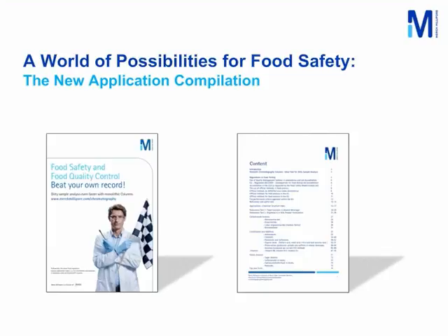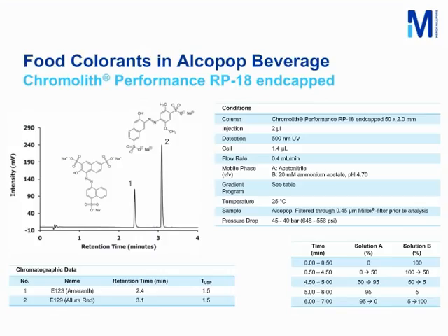Today we have selected 3 examples from this compilation to illustrate the robustness and speed of analysis with Chromolith columns. In our first example, we show a method for the analysis of 2 food colorants, Amaranth and Allura Red. This method illustrates the long-term performance and robustness of monolithic silica columns.